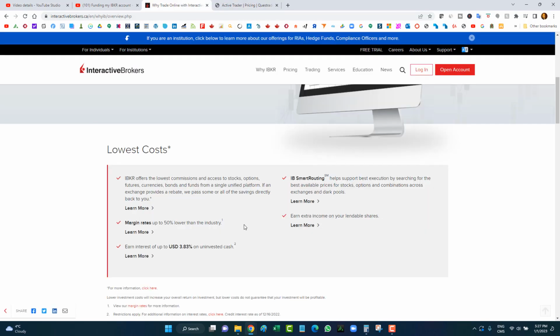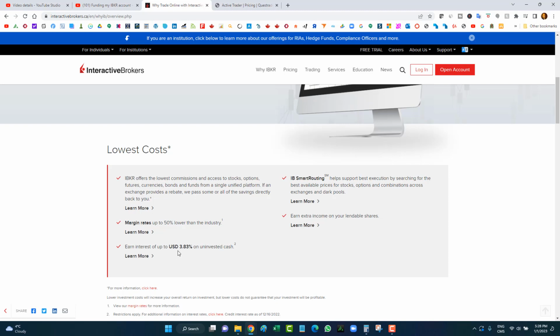Now, the other reason I'm interested in slowly transitioning to Interactive Brokers is the interest on uninvested cash, because that's exactly my situation right now. I've pretty much closed a lot of positions for a loss, and I'm just holding on to cash, waiting to buy back in when things become discounted. So I'm just holding a lot of cash.